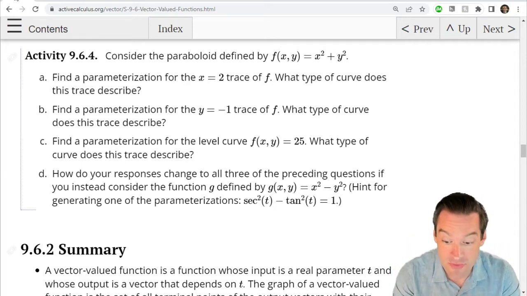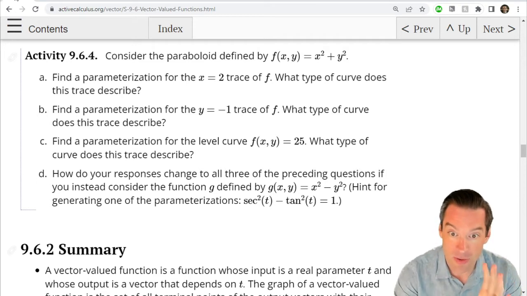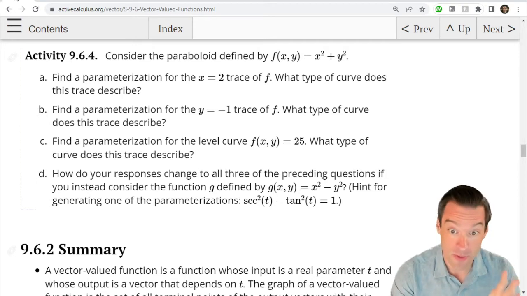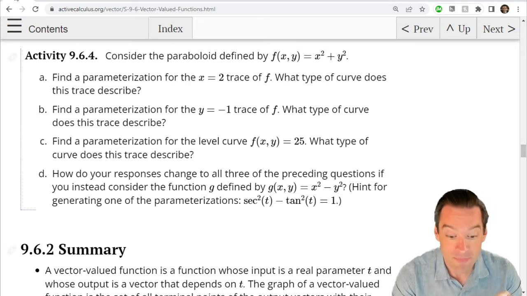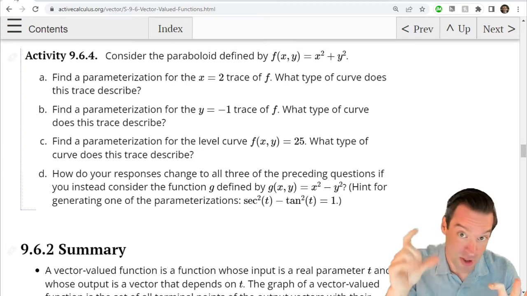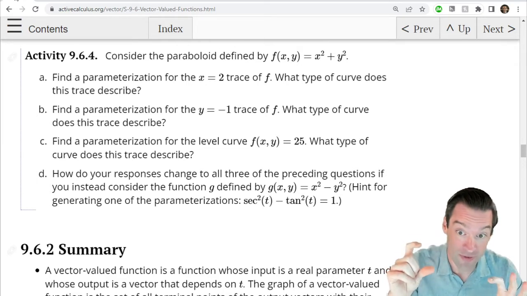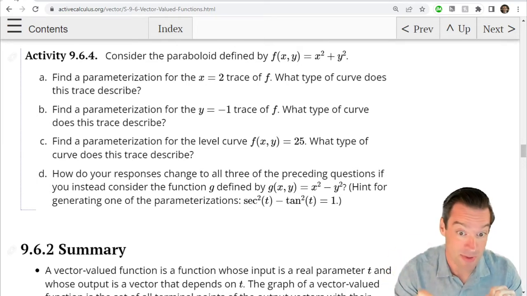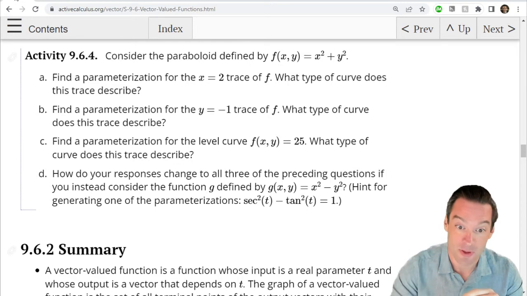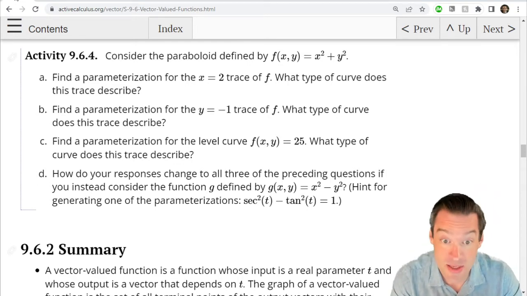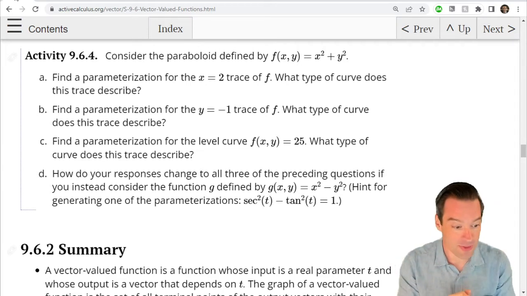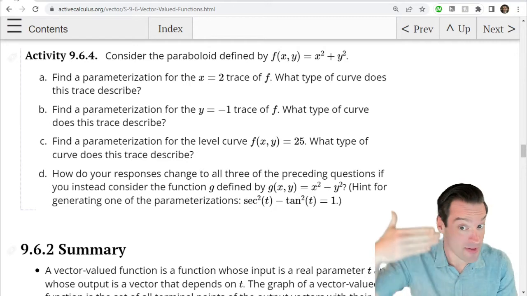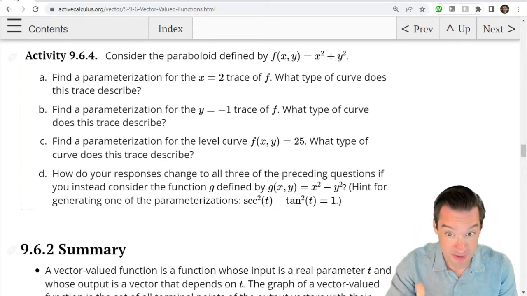And so in this activity, we're being asked to think about a surface that we've seen before, the paraboloid defined by z equals x squared plus y squared. We're going to chunk this one up a little bit. We'll do parts A and B first, and then we'll come back together and look at part C separately, and then part D finally as a separate piece. But the point of this problem is to help us think about parameterizing a curve in 3 dimensions, which is a trace, one of the slices of this surface.